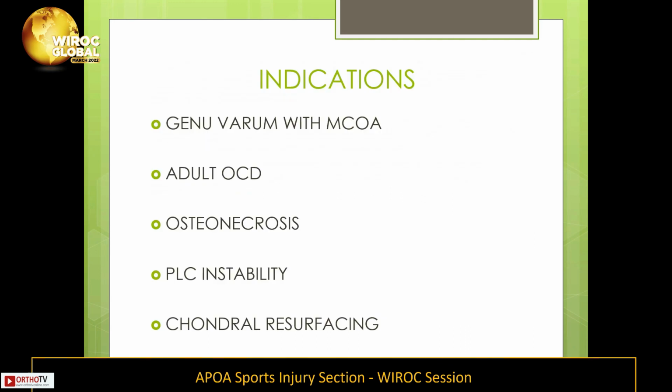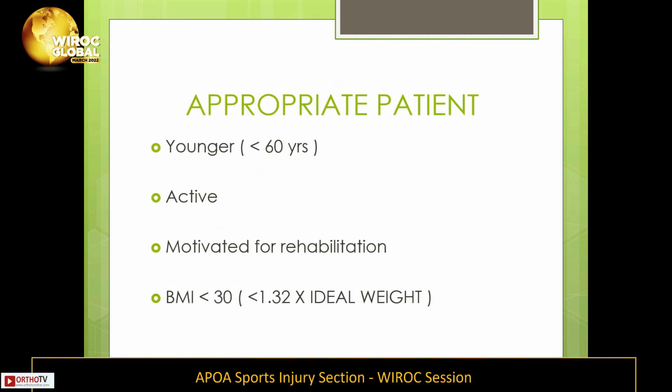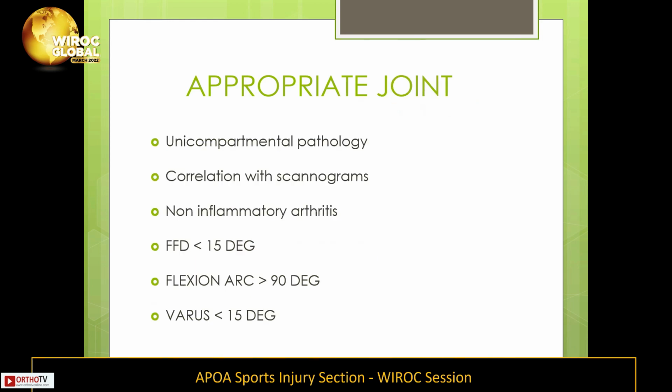So what are the indications for an osteotomy? It can be a varus deformity with medial compartment osteoarthritis. It can be an adult OCD, or osteonecrosis of a particular compartment associated with PLC instability, and as a protective procedure for a chondral resurfacing. Which is an appropriate patient for such osteotomies? A younger individual with age of less than 60 years, who is active, male or female, motivated for rehabilitation, with an ideal body mass index of less than 30.